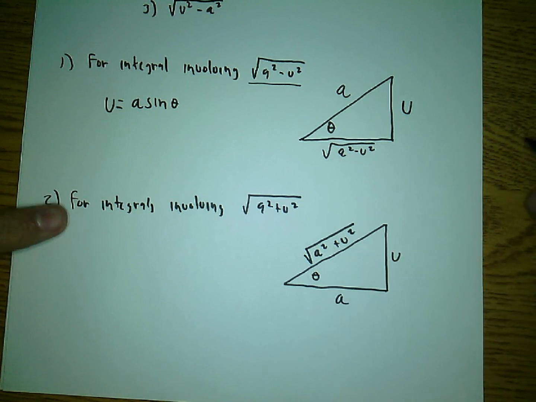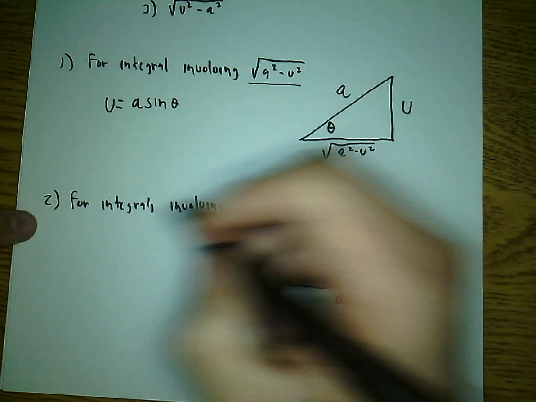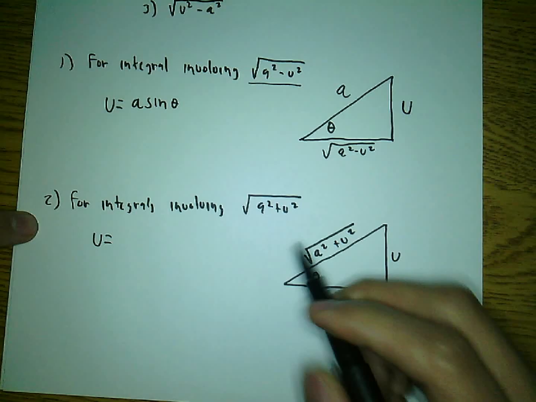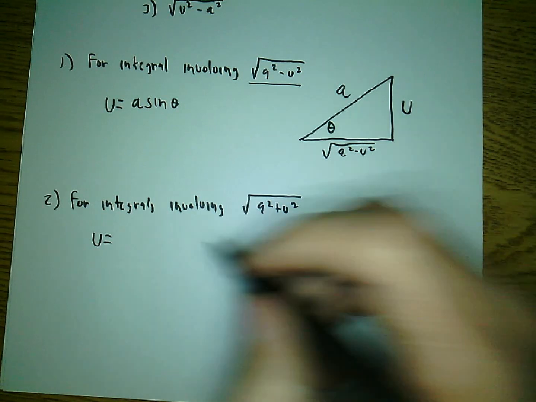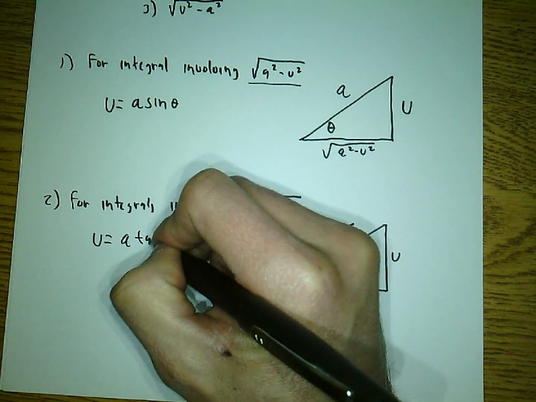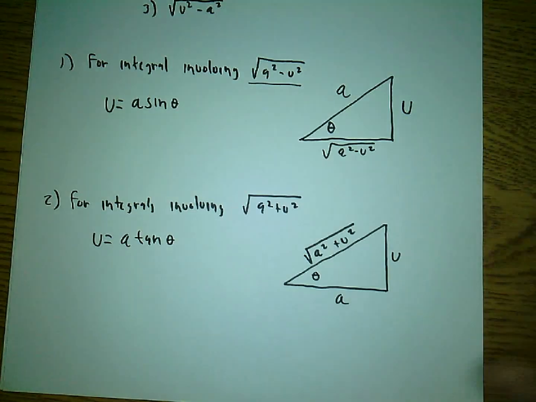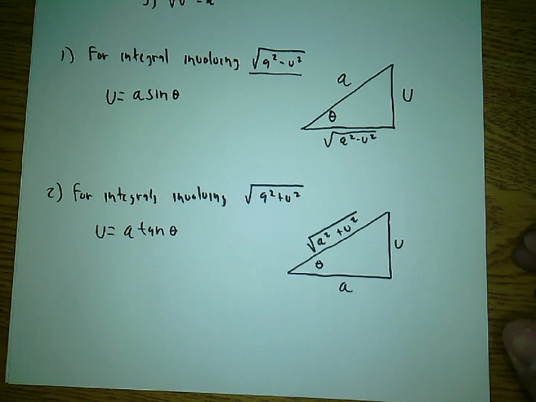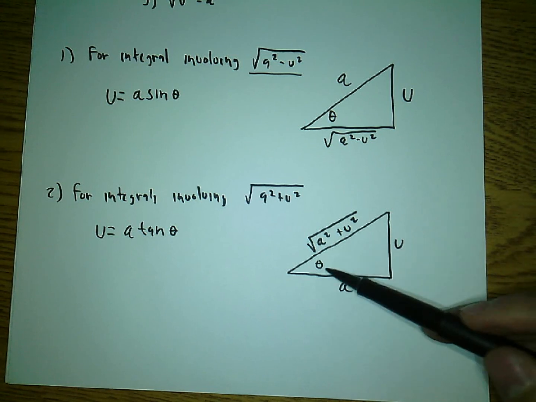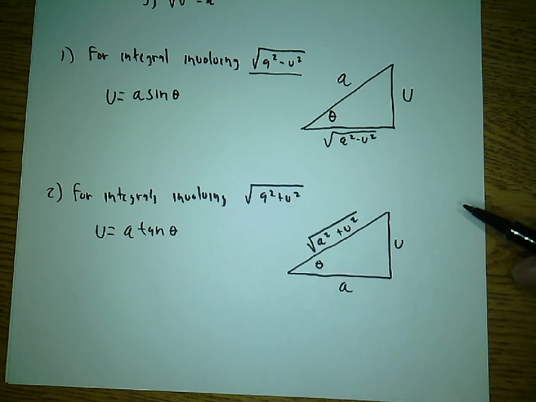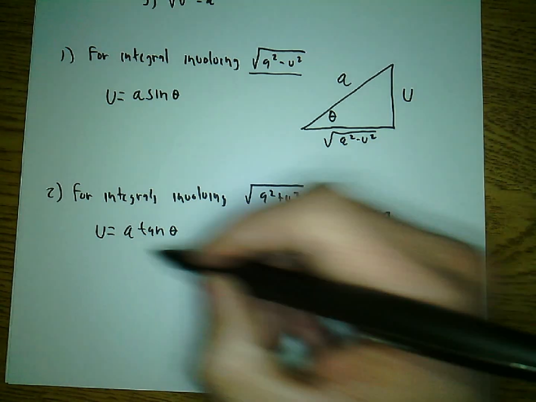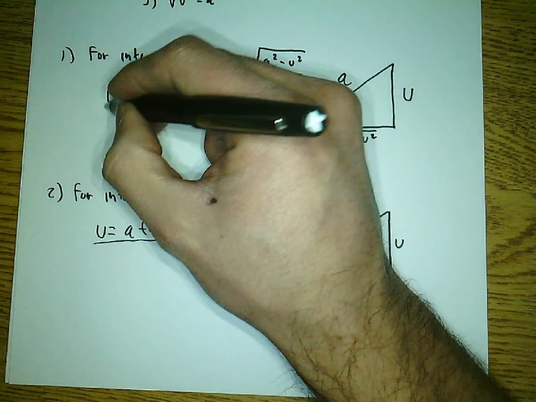Cool? And when you're dealing with this type of problem, you want to let u equal a tangent of theta. Because do you guys agree that the tangent of theta would be u over a, which means u would have to be a tangent theta? All right. You're going to understand why I'm making these choices once we do the problems.